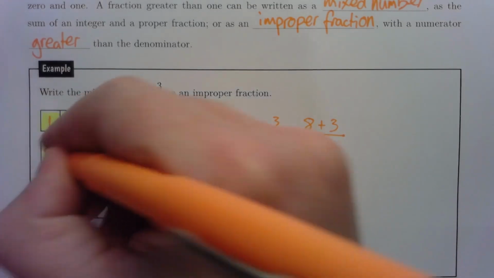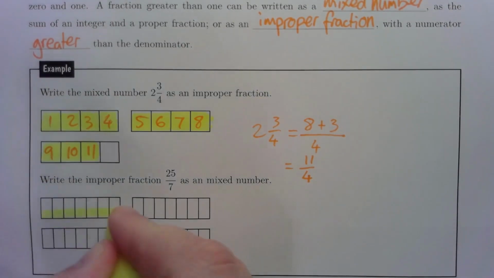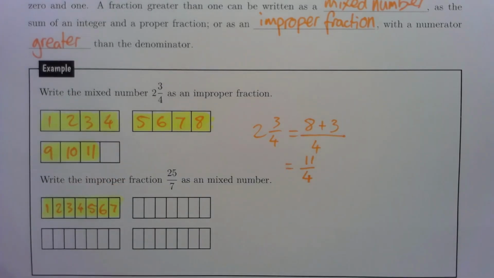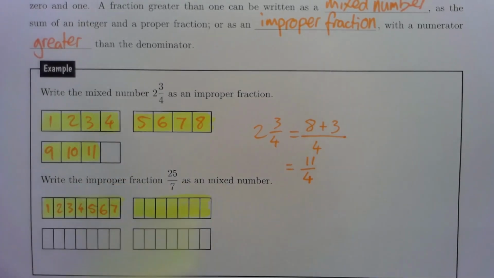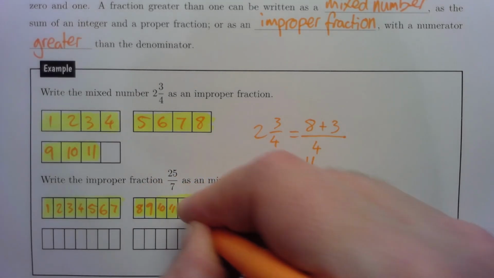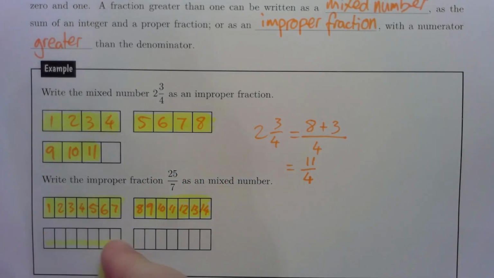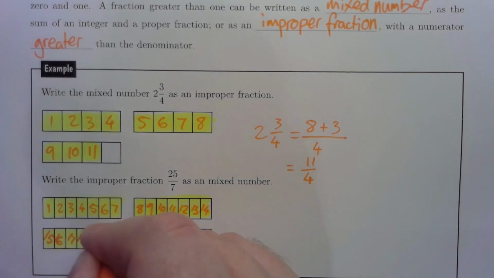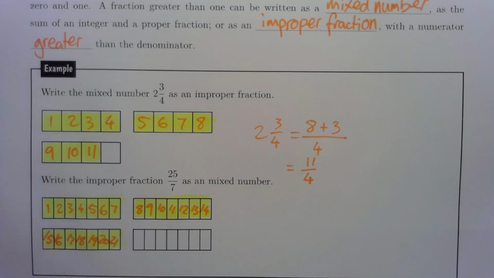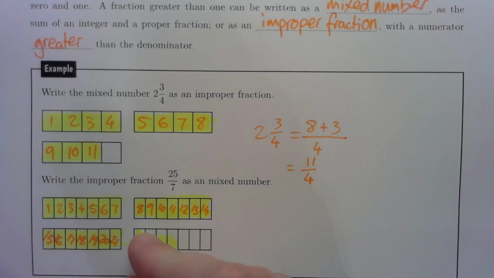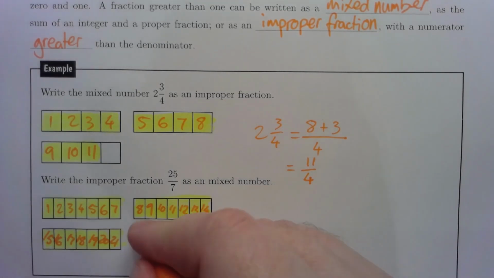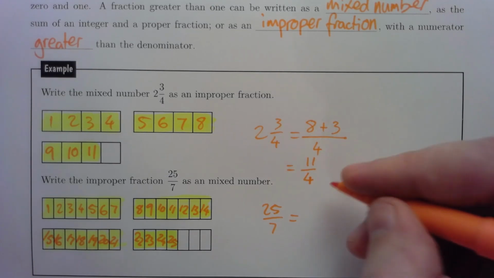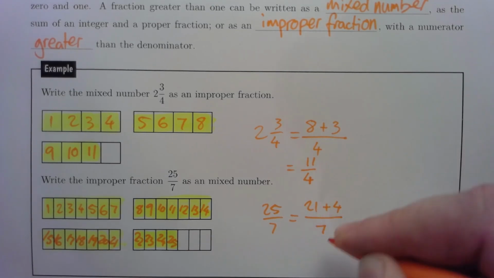Let's follow the process the other way to write the improper fraction 25/7 as a mixed number. Because this fraction has a value larger than 1, it contains integer parts which we can separate from a proper fraction part to get our mixed number. Now we can't write 25/7 equally as an integer. However, we can write 21/7 equally as an integer because 21/7 is equal to 3. So 25/7 is the same as 21/7 and 4/7, which is the same as 3 and 4/7.